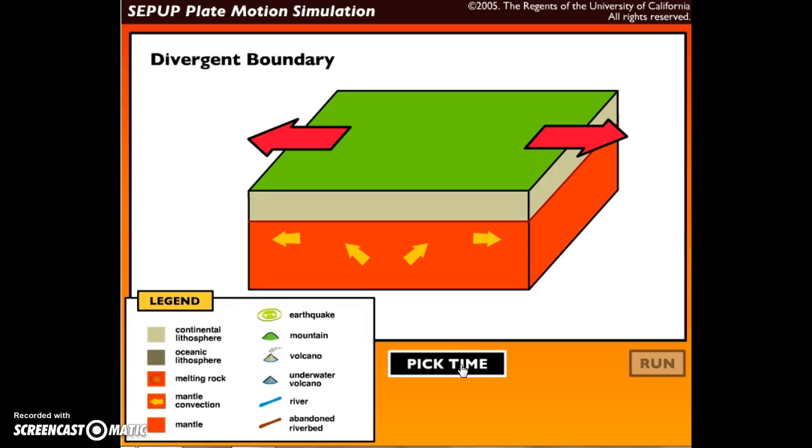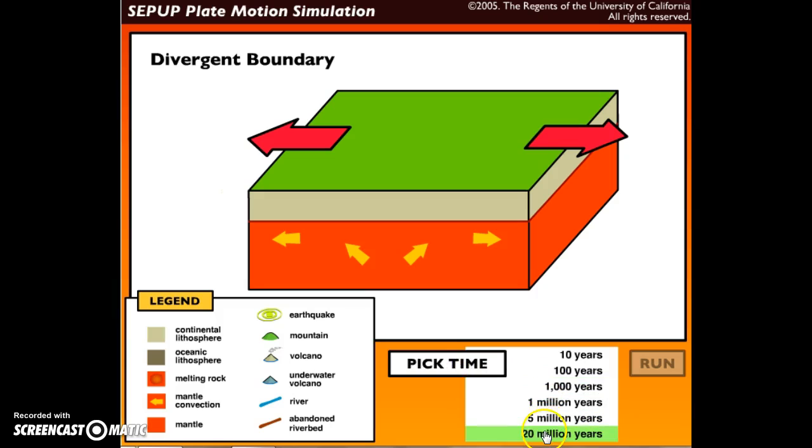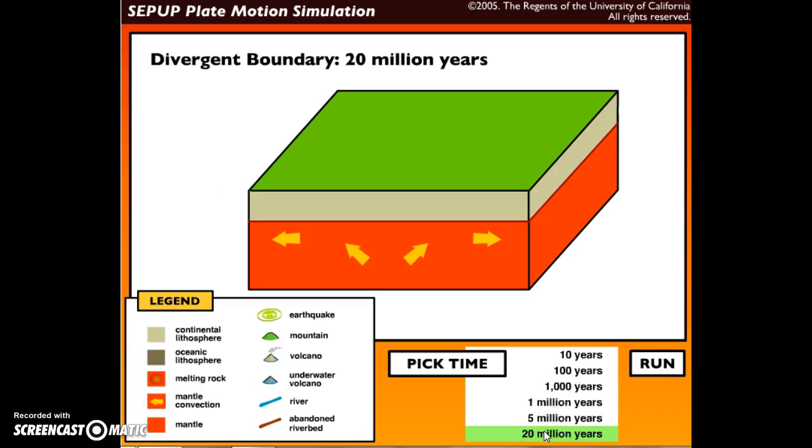All right, so this is a divergent boundary. They're diverging away from each other, like the math dividing. We're separating them. All right, be familiar with the legend again. All right, so we're going to pick 20 million years, and we're going to see what geologic features and events are formed at divergent boundaries.